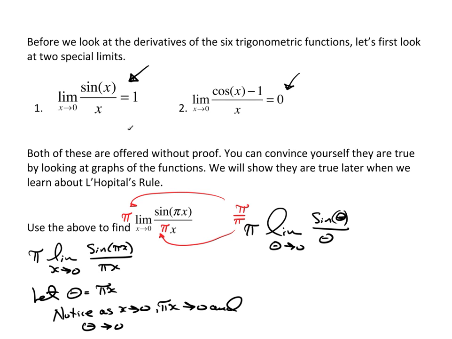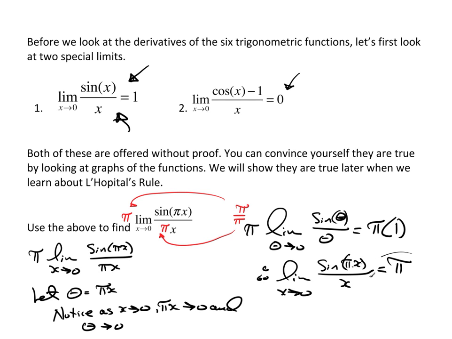Now this is exactly like this. It's just my variable is now theta. So this will be equal to pi times 1 because this limit is 1. So therefore, the limit as x goes to 0 of sine of pi x divided by x is actually equal to pi.